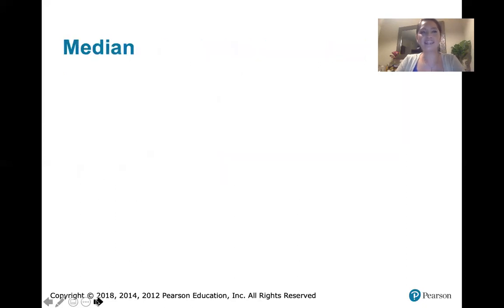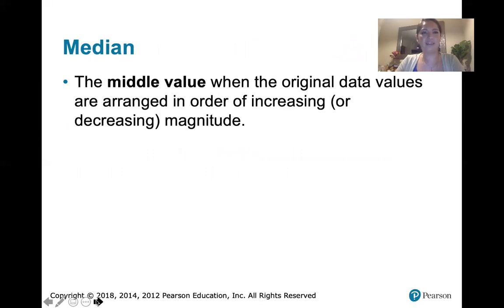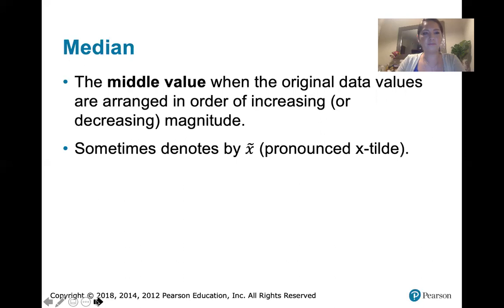Now, the median is the next measure of center. This is the middle value when the original data values are arranged in order. Usually, I like to put them in order from smallest to largest. He says an increasing or decreasing magnitude. Either way is fine. You just want them in order. Sometimes this is denoted by x-tilde. It's got that little tilde sign over the x.